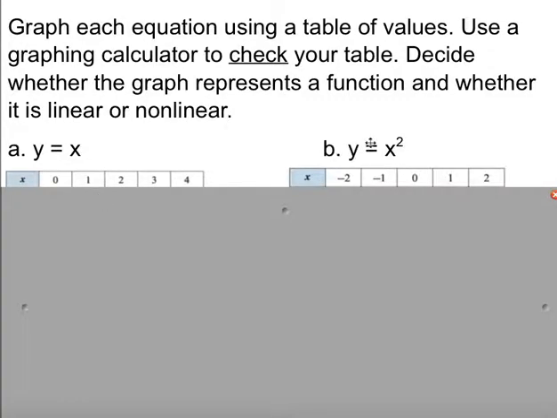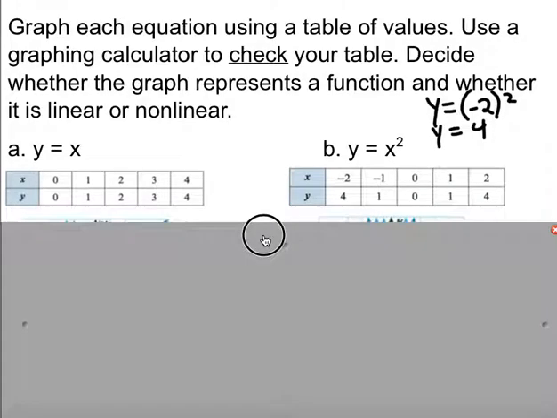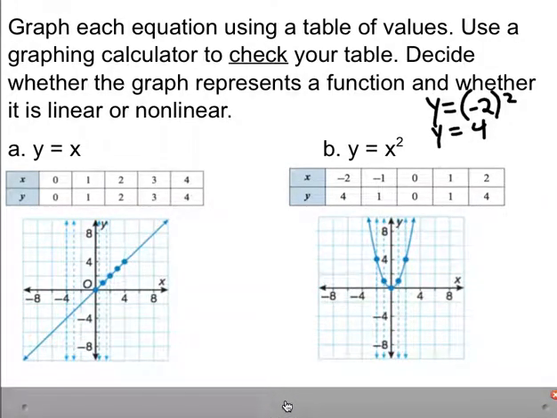In this other one, we still plug in our values for x squared, and we would say y equals negative 2 squared. Negative 2 times negative 2 is a positive 4. And then we do it for negative 1. Negative 1 squared is 1. 0 squared is 0. 1 squared is 1. 2 squared is 4. So we have our values. And when we go to graph them, we should see something like this. We have a line and a non-linear graph. So this one's linear, this one is non-linear.